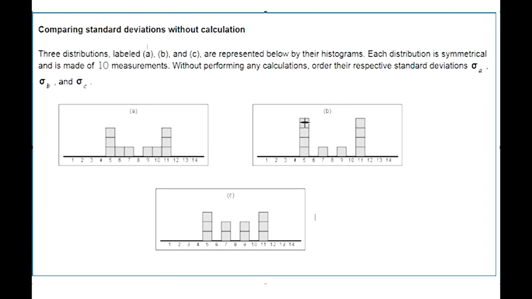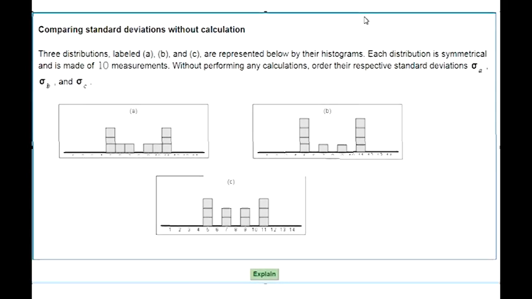So the one that's more spread out, with the higher frequencies on the outside and the lower frequencies inside, those are the most spread out. So actually, C has the smallest standard deviation, then A, and then B has the largest standard deviation.